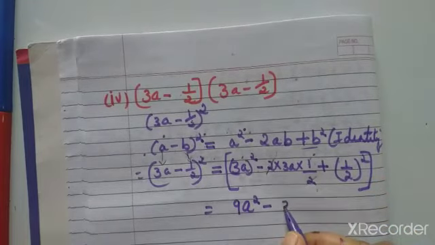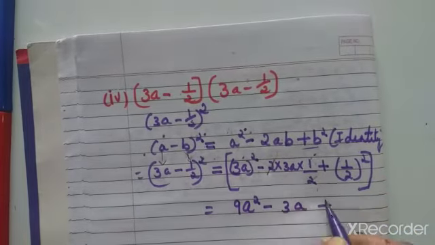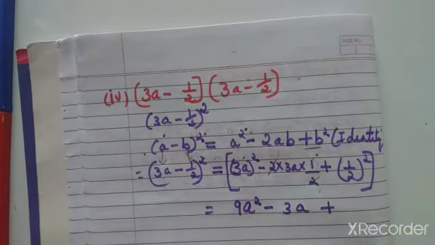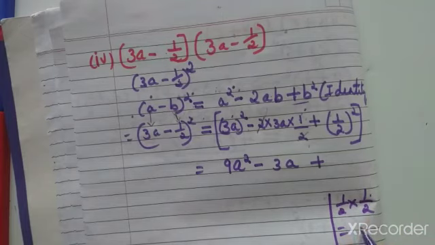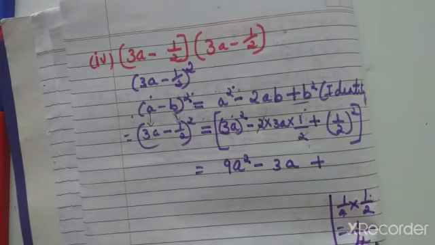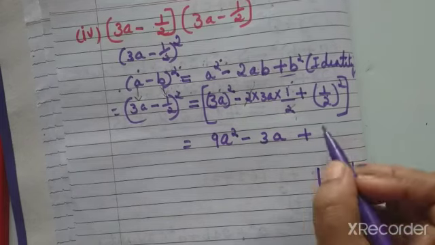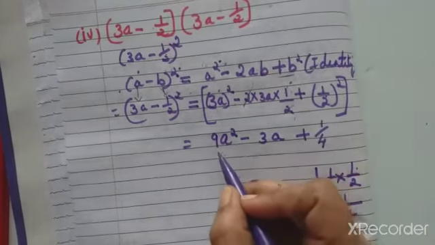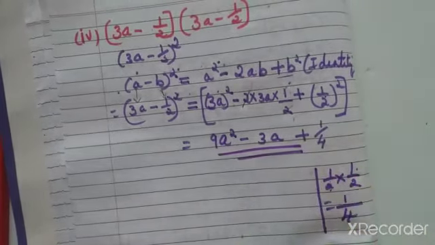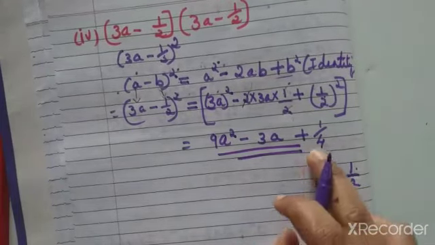3a into 1 is 3a, plus 1 by 2 into 1 by 2. 1 by 2 into 1 by 2 means what? 1 ones are 1, 2 twos are 4. Multiplying 1 by 2 two times. So the answer is 1 by 4. This is your answer: 9a square minus 3a plus 1 by 4.